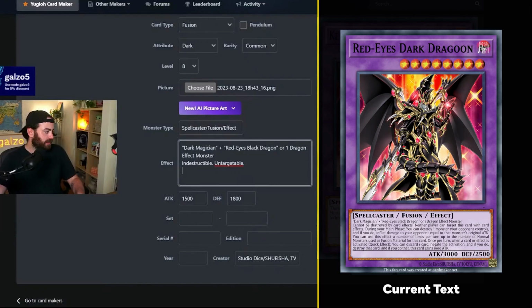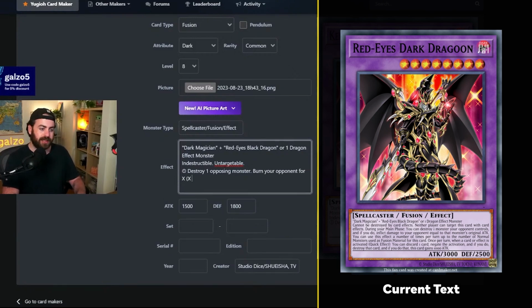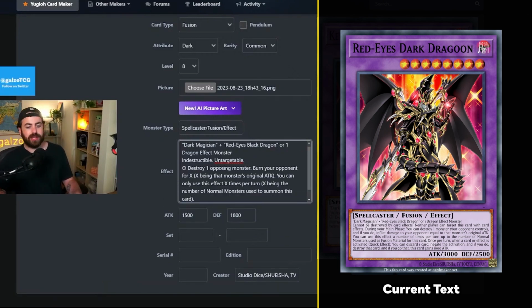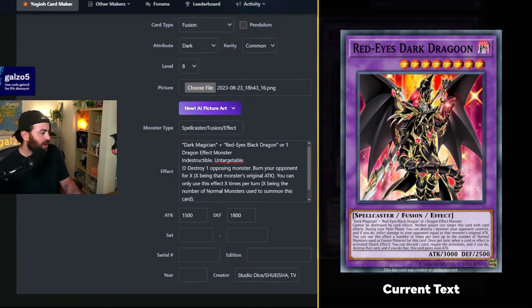Use enhanced spell check. Okay, so the first effect is the pop and burn. If an effect doesn't mention quick effect, if it's not otherwise mentioned, an ignition effect can only be in the main phase. The first effect is very simple. Destroy one opposing monster. Burn for X, because you cannot special summon this from the graveyard using normal monsters. You can destroy one monster your opponent controls.